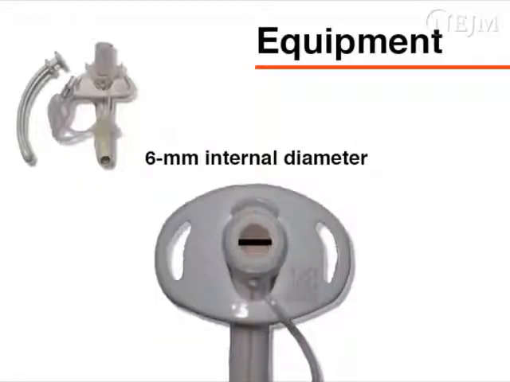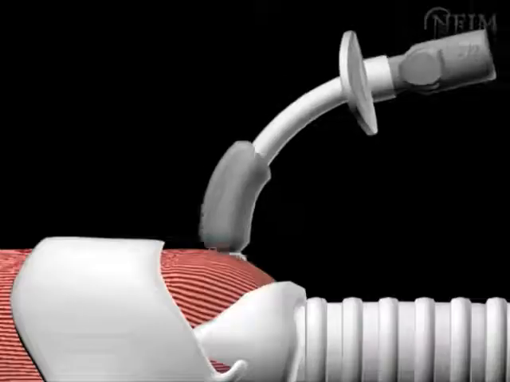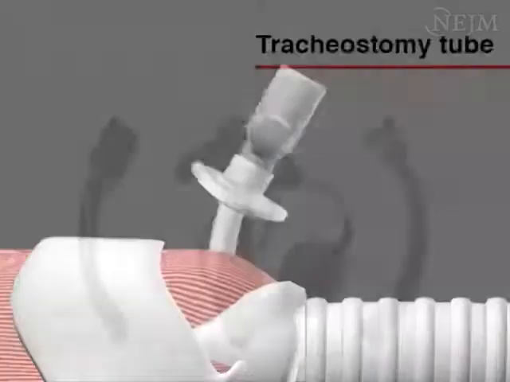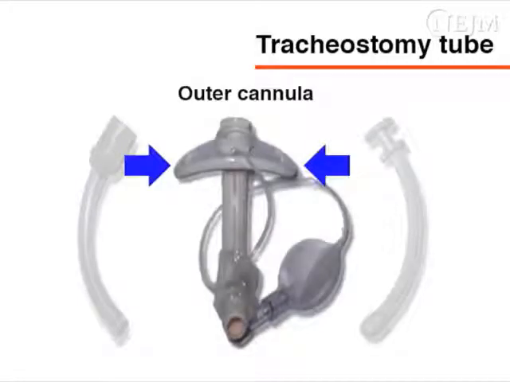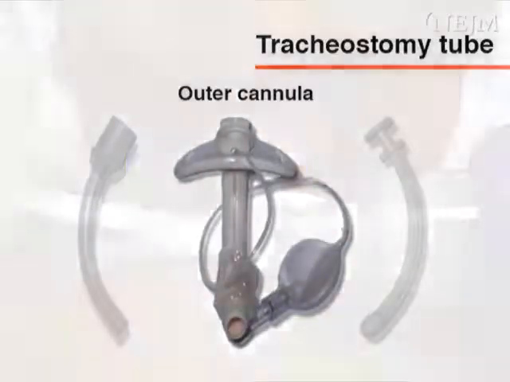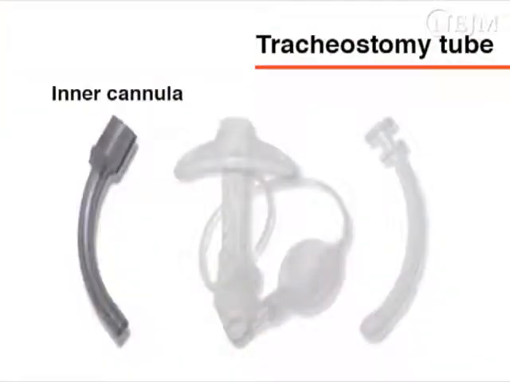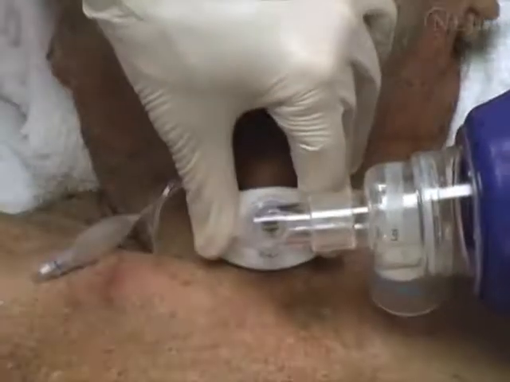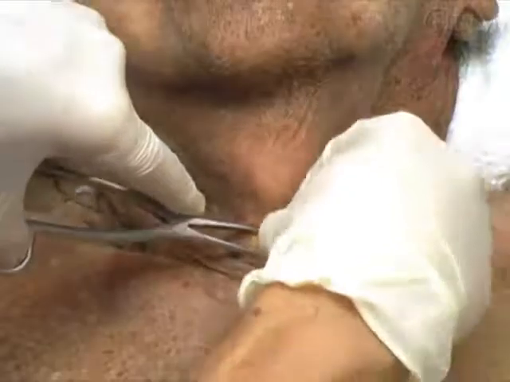A 6 mm internal diameter tracheostomy tube should be used. The tube should be no larger than 7 mm in internal diameter. A larger tube would be difficult to insert into the cricothyroid membrane. The tracheostomy tube is comprised of 3 parts. The outer cannula has a neck plate extending from the sides that allows the tube to be secured to the neck with sutures or a cloth tie. The inner cannula has an adapter at the end that attaches to a bag valve device or mechanical ventilator. The obturator provides a smooth surface to guide insertion of the tube.